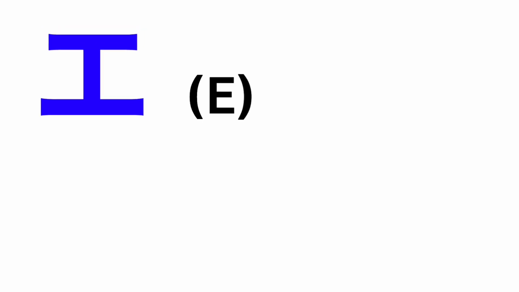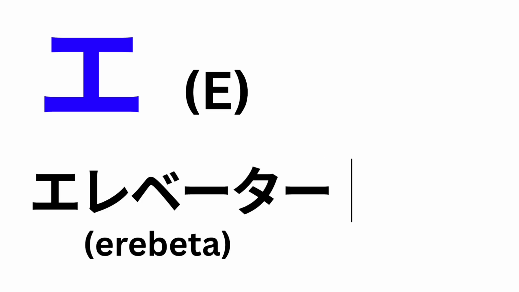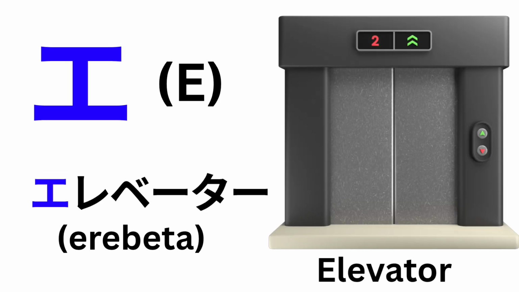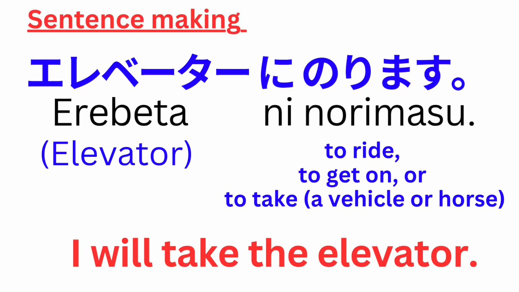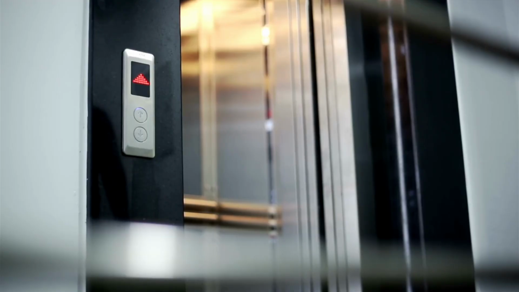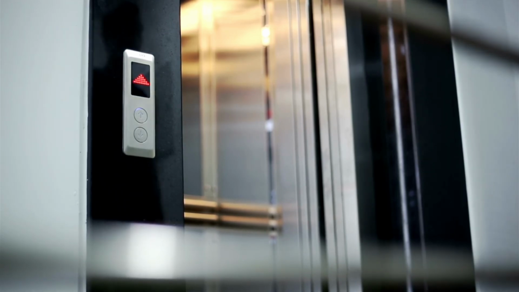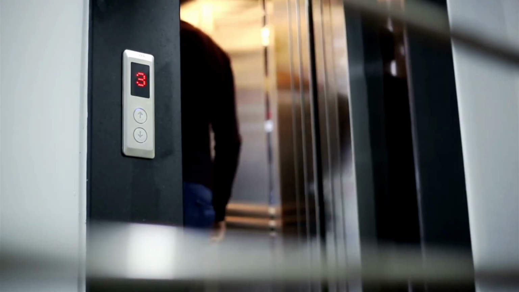Next one, E. Example word, erebeta. Erebeta means elevator. Example sentence, erebeta ni norimasu. I will take the elevator.